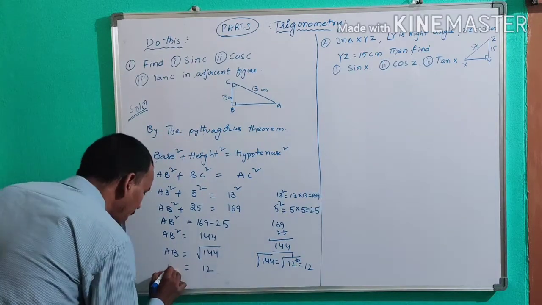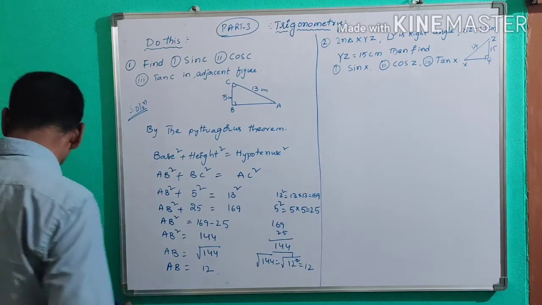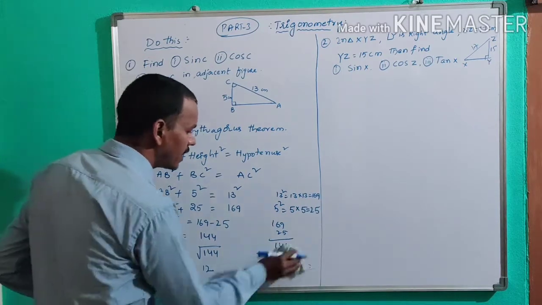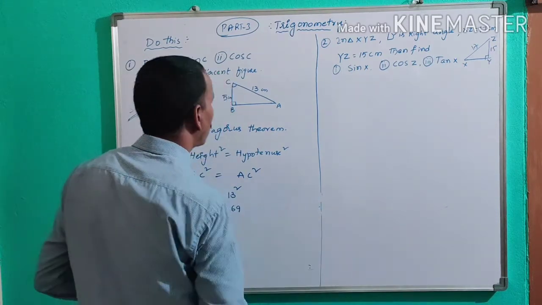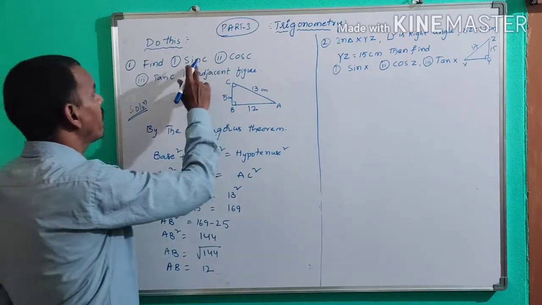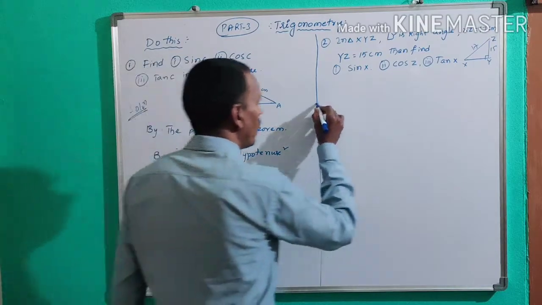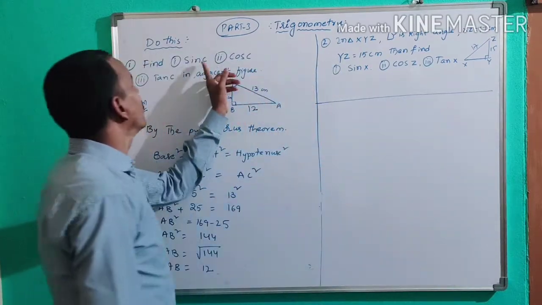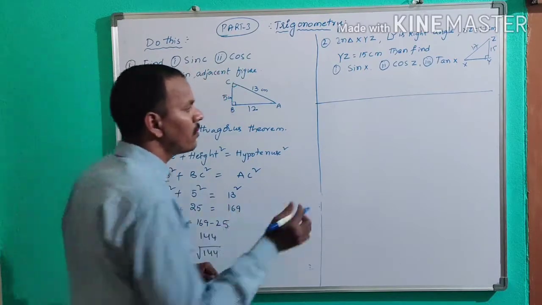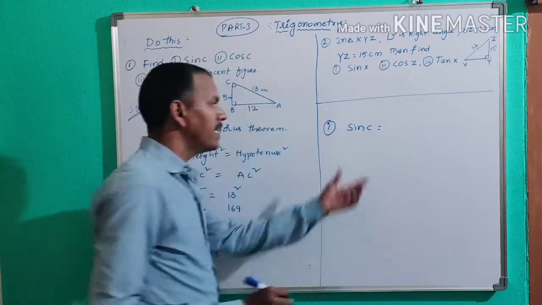So here the side AB is equal to how much? 12. So it is the third side AB. Now next we can find out sin C, cos C and tan C. First one is sin C. Sin C is equal to what?